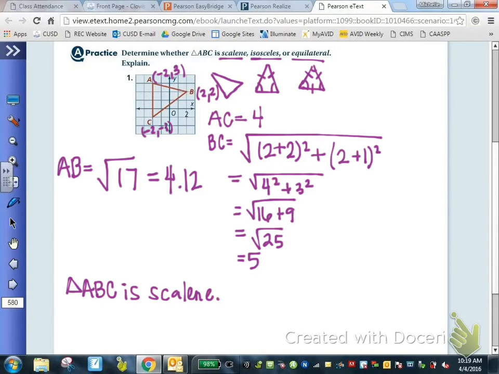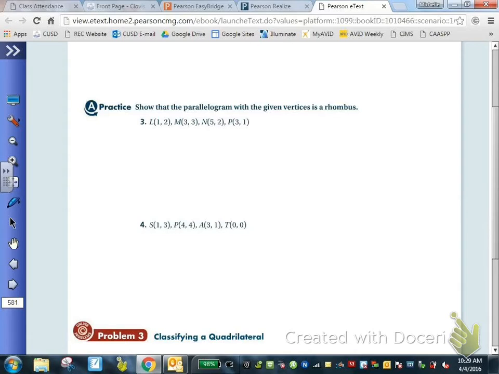Okay, and you showed all your work because you showed me the distance formula for all of the sides. Does that make sense? Not too bad? So for number 3, it gives you vertices, and it tells you to show that it's a parallelogram. Do you have to prove that it's a parallelogram? No, it already tells us, so we can assume that it's a parallelogram because it tells you it is.